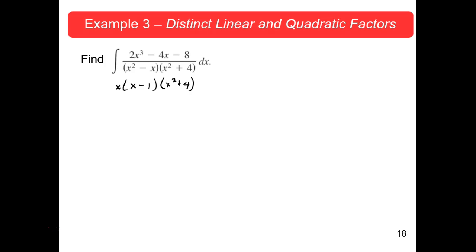We've done it. So what do we do with that? Let's say a over x. Okay, we start with what the integrand is, 2x cubed minus 4x minus 8 over the factored form, which is x times (x minus 1) times (x squared plus 4). Okay, I like what you were starting, so you tell me, continue.